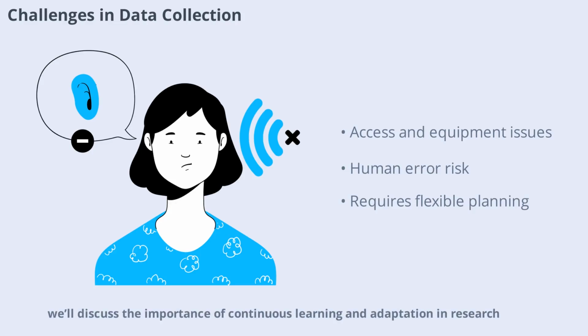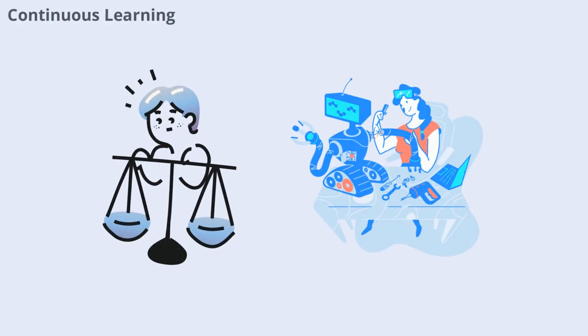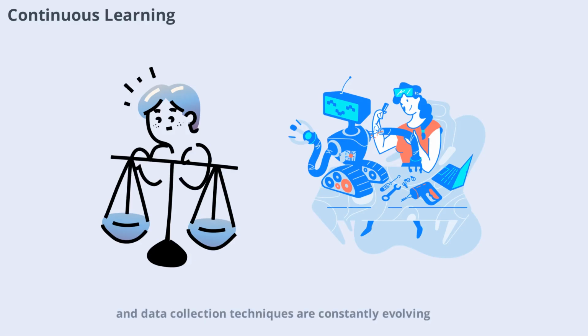Next, we'll discuss the importance of continuous learning and adaptation in research. Biological research is a dynamic field, and data collection techniques are constantly evolving. Researchers must stay informed about new methods, technologies, and best practices.